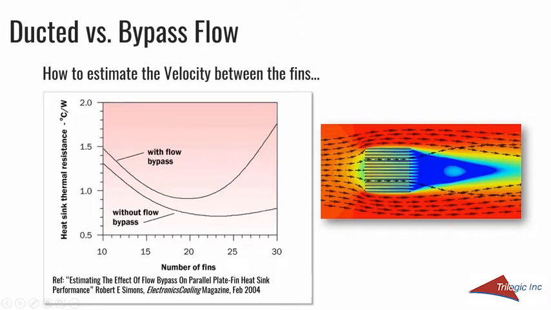You see this lower line is without flow bypass. So we see it has an optimum, but at a higher number of fins than the condition with bypass. And as you go away from the optimum, the curve is less steep than it is when you have bypass. So that's kind of interesting.